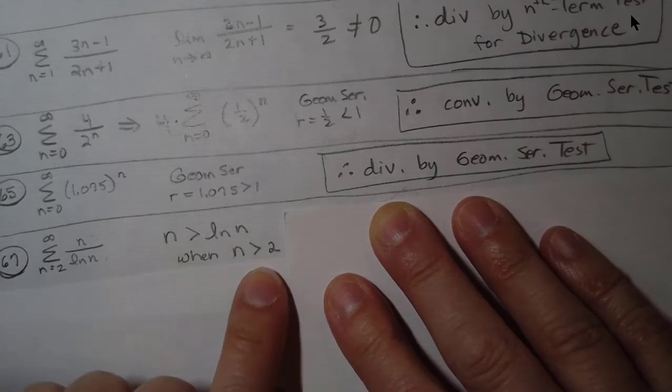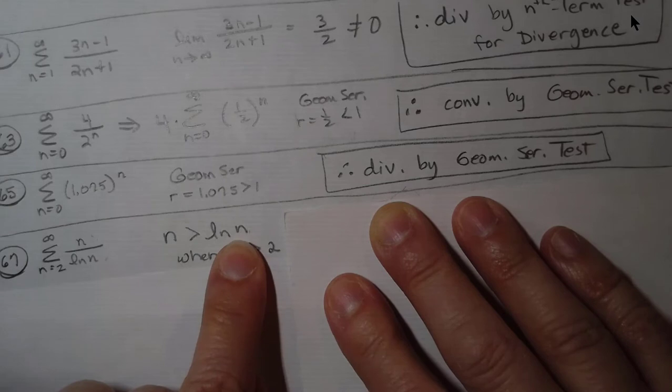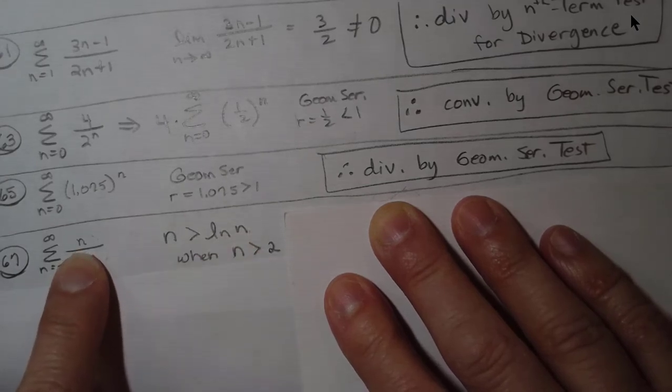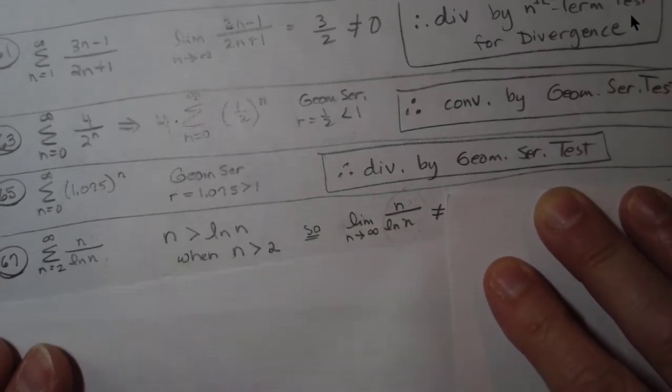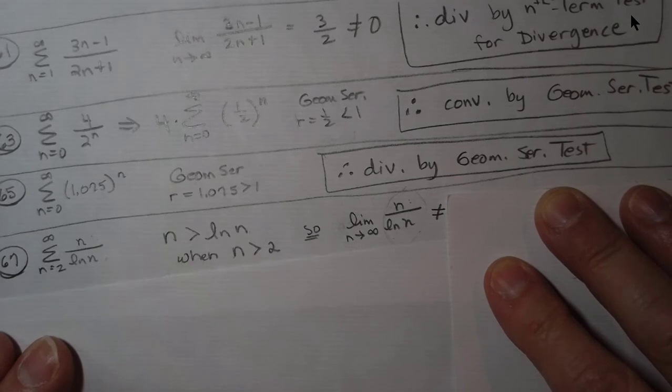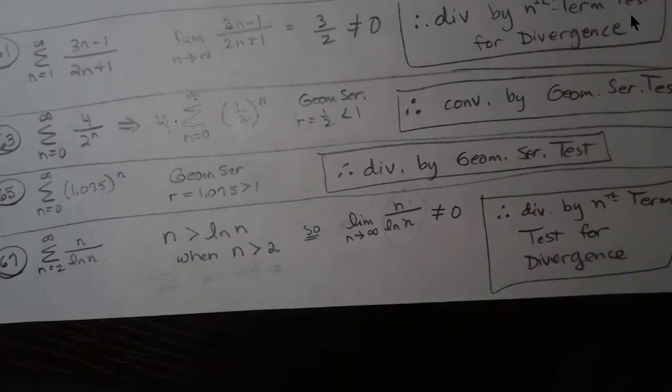Okay, so when n is any number greater than 2, this is going to be greater than that, which means my numerator is going to increase more rapidly than my denominator. So the limit of n over natural log of n is not 0. So we are going to diverge by the nth term test for divergence.